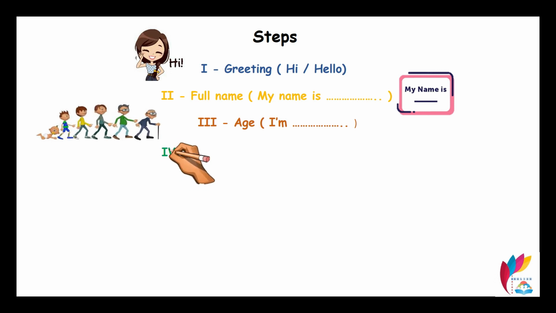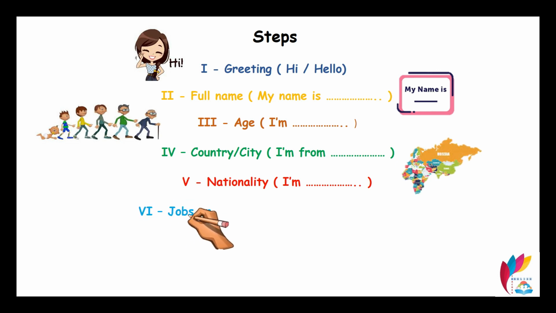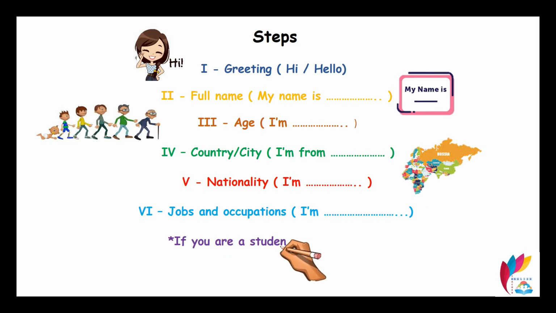Then you state your country and city. So for example, I'm from Spain, Barcelona. Then you state your nationality. I am Spanish. Last but not least, you mention your job and occupation. For example, I'm a teacher. If you are a student, you need to say I'm a student.